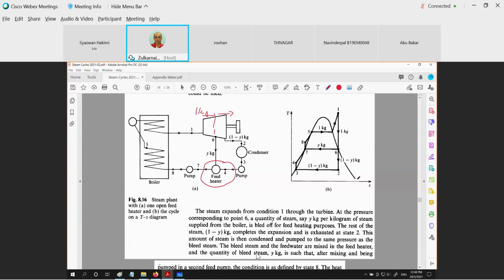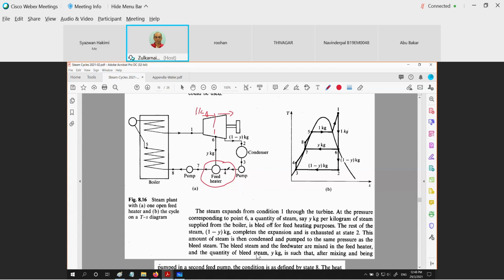And when we sketch on the T-s diagram, then this is what it would look like. 1 to 6, first expansion process for 1 kg. 6 to 2 is the second expansion process, which involves 1 minus y. This is 1 minus y. And then the same portion of 1 minus y is going into the condenser, 2 to 3. And then we have first pumping process 3 to 4, right?